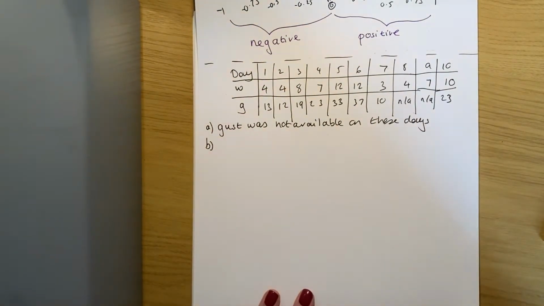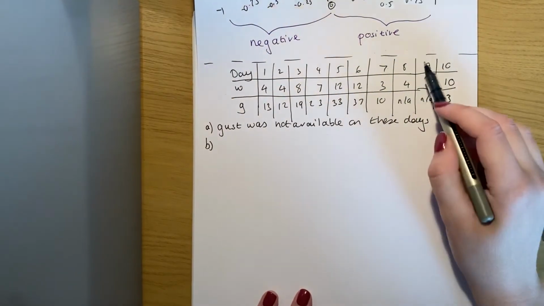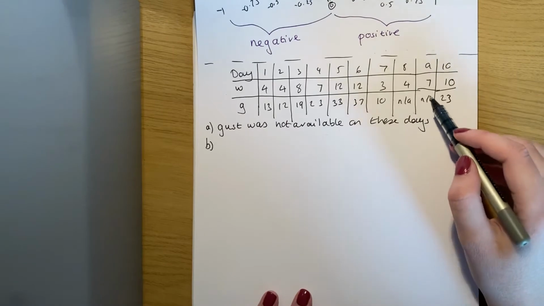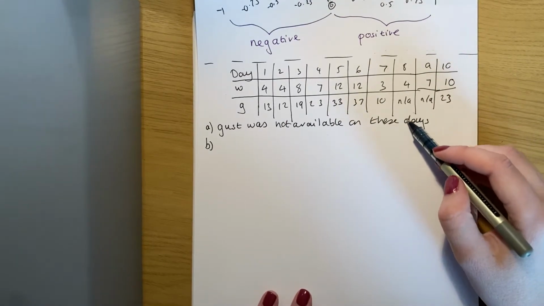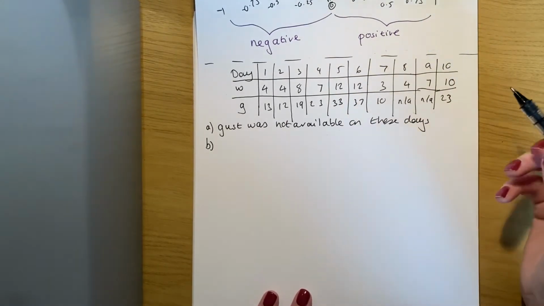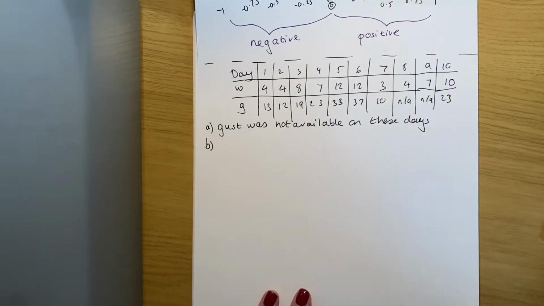Calculate the product moment correlation coefficient for the remaining 8 days. Now, they may not say for the remaining 8 days. They may say for this sample. If they do, obviously, please do not use the ones with NA because you don't have data. Do not just assume 0, because that's just not true, and that will massively impact your correlation.